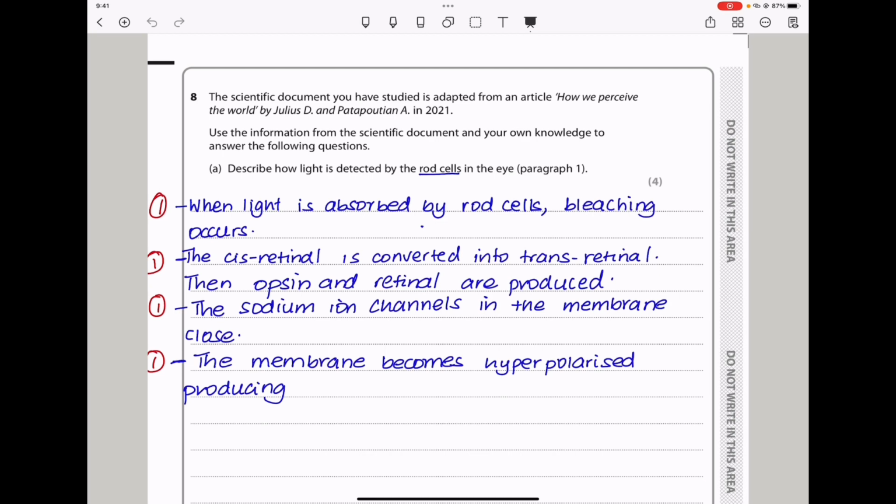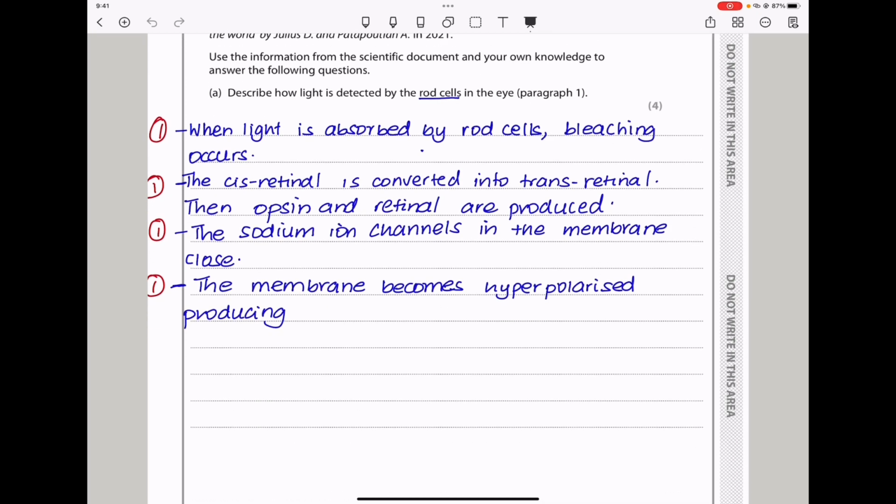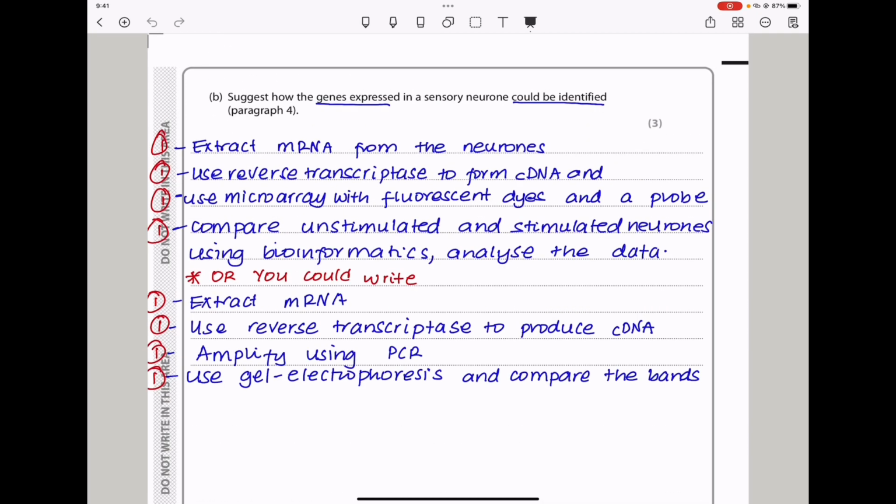We know when light is absorbed by the rod cells, bleaching occurs, and then the cis-retinol is converted into trans-retinol. The opsin and retinol are produced. Then the sodium ion channels in the membrane close, and then the membrane becomes hyperpolarized. So moving on. In part B, suggest how the genes expressed in a sensory neuron could be identified.